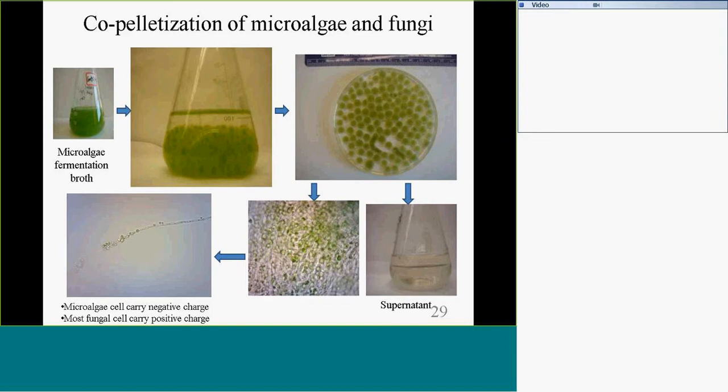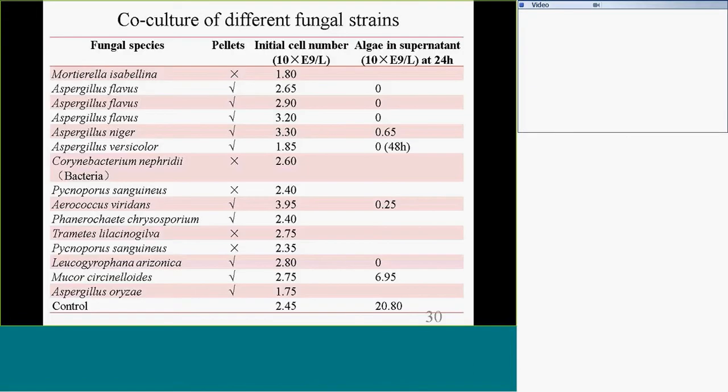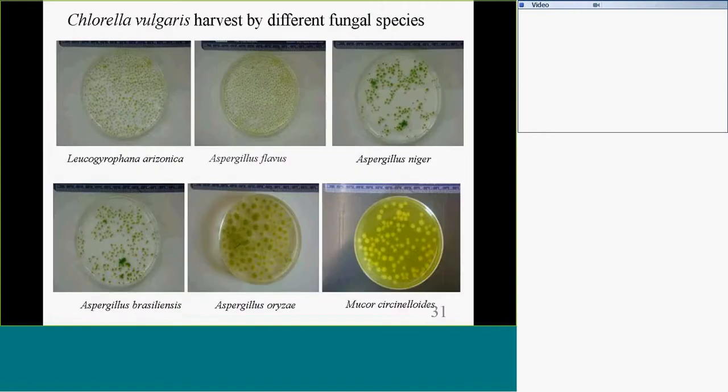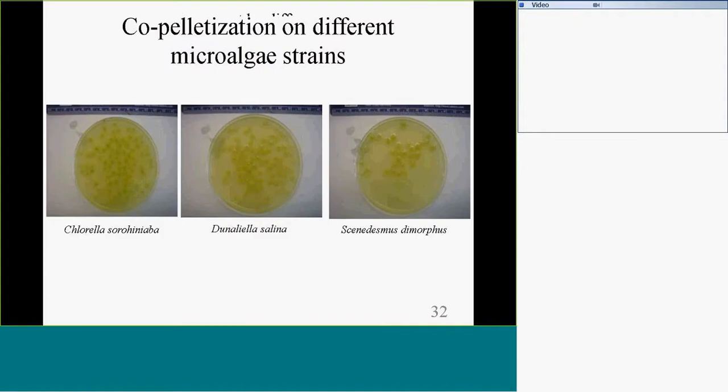These are some pictures that show the co-pelletization of microalgae and fungi. There's algae medium, and then you add fungi pellets inside of the medium in the flask. And then it will absorb those algae, and you see the liquid is very clean after the co-pelletization. Some tests basically remove the majority of algae, most times over 50% in the pellet surface. That's good. Different strains.